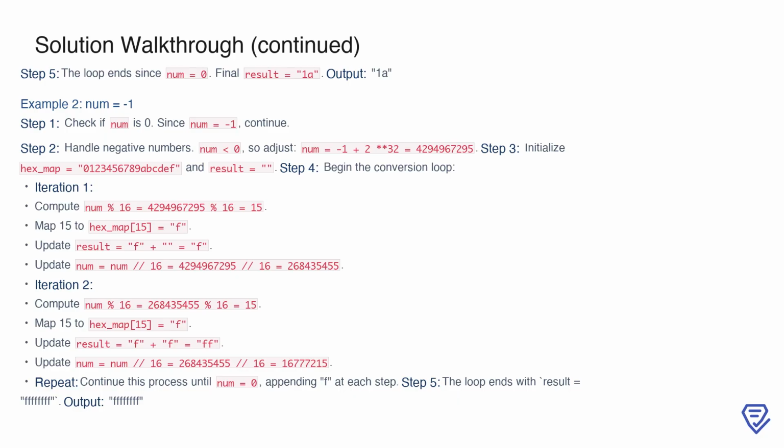Prepending F results in FF. We continue this process, repeatedly prepending F until the number becomes 0. After multiple iterations, the loop ends, and the result is FFFFFFFF. This is the hexadecimal representation of -1.